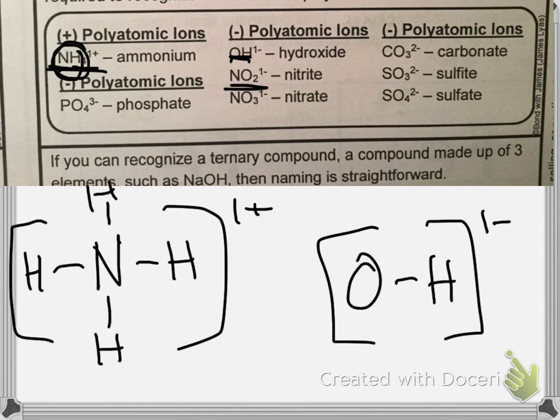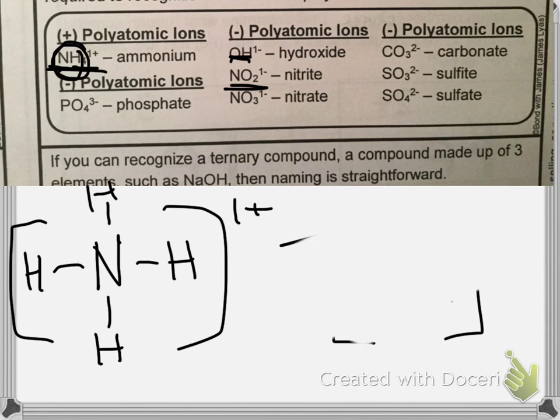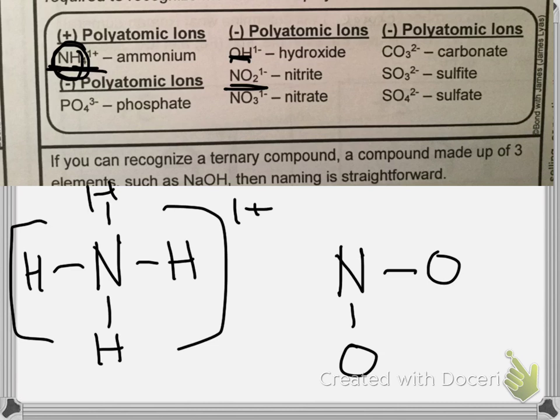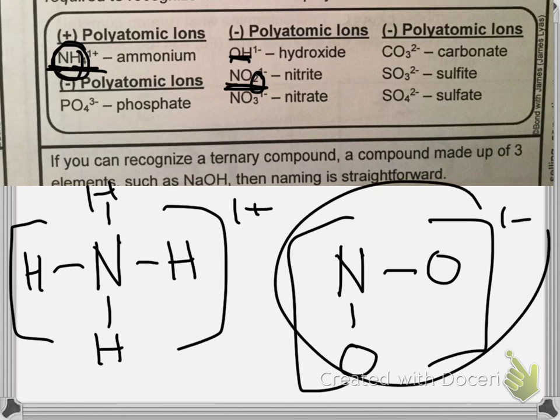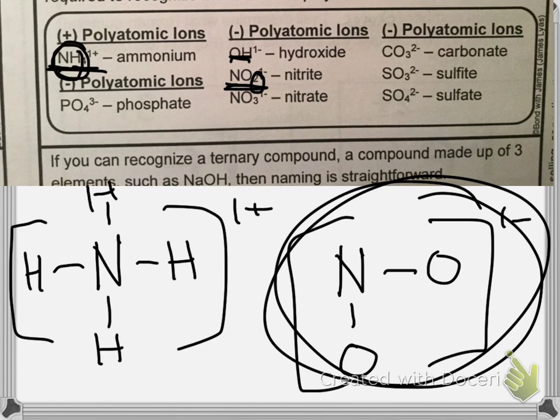charge. When we look here, nitrite. Nitrite is NO2 with a 1- charge. So what that means is we have 1 nitrogen, 2 oxygens, and the entire compound has a 1- charge. So this 2 only talks about those oxygens. It's only saying that we have 2 oxygens. We still just have 1 nitrogen, but this whole entire ion has a -1 charge.